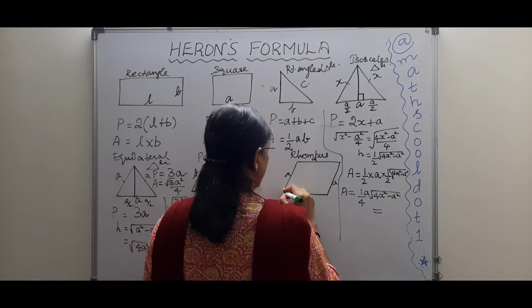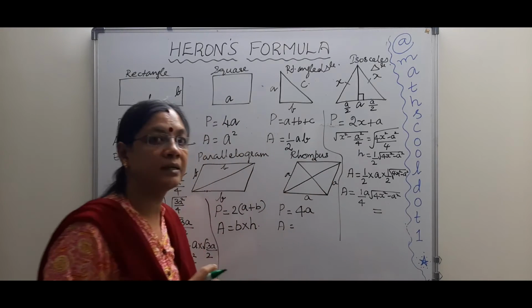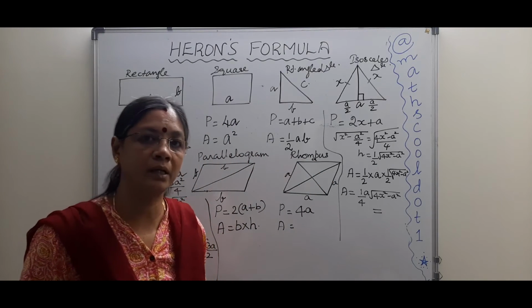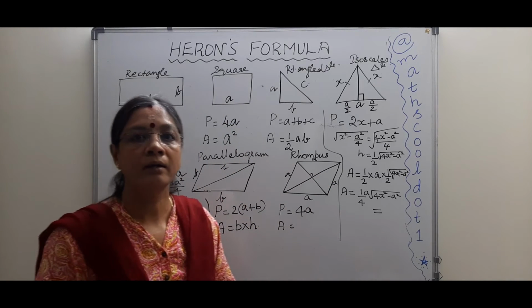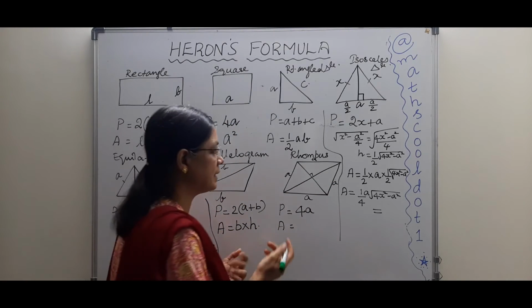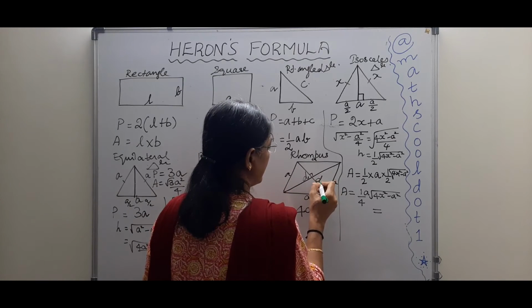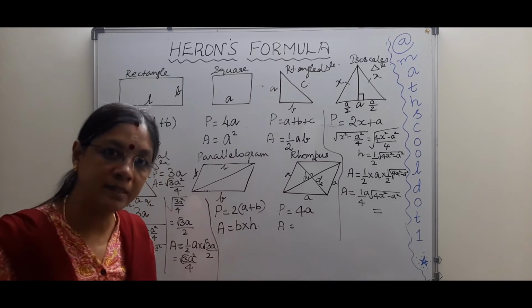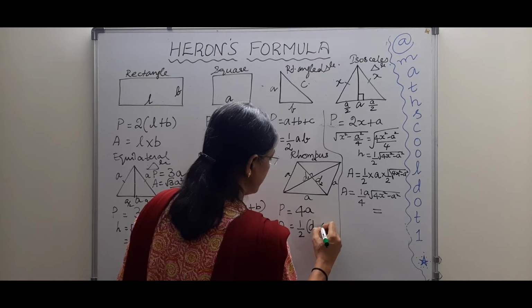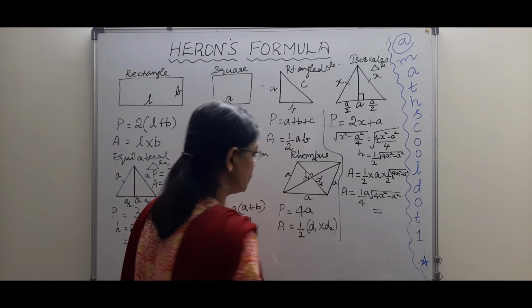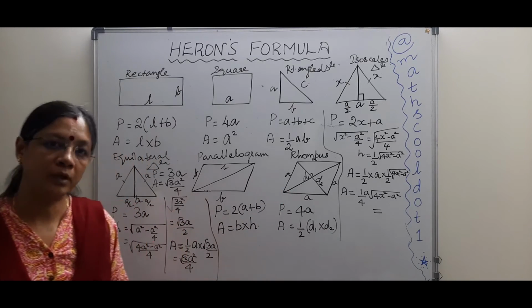And for finding out the area in a rhombus, the diagonals are different. Okay, they are perpendicular to each other. But they are different. Okay, the diagonal lengths are different. So if the length of one diagonal is D1 and the length of the other diagonal is D2, then the area of the rhombus is half into D1 into D2. Half D1 D2 will give you the area of the rhombus.